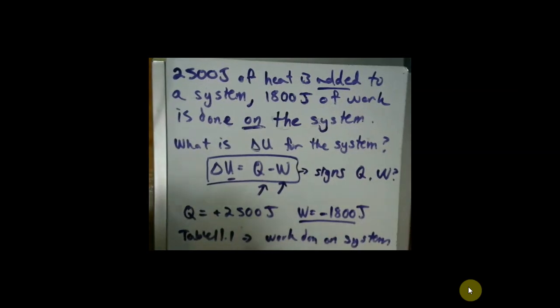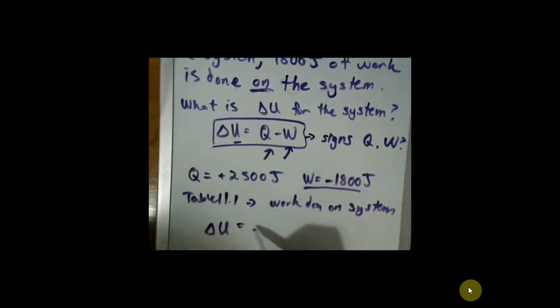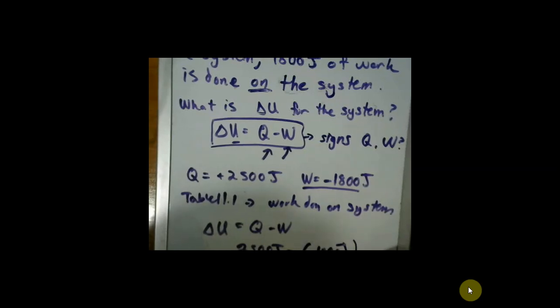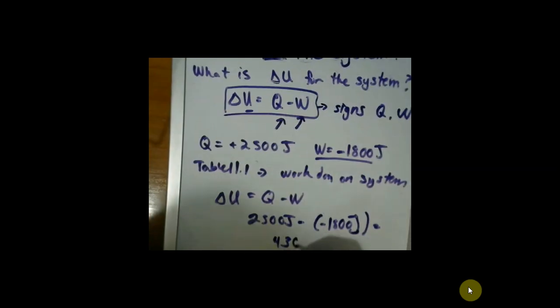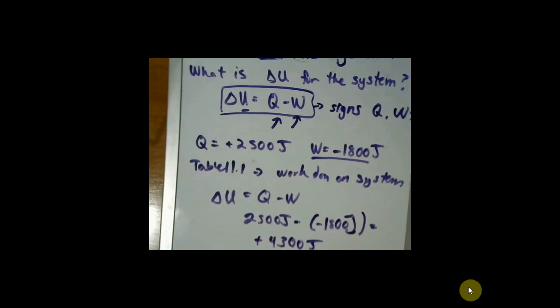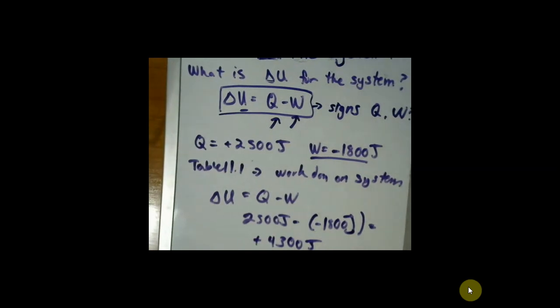So delta U equals Q minus W: 2,500 joules minus a negative 1,800 joules equals our value of 4,300 joules. And again, that's going to be positive. Work added or work done on the system, heat added to a system, we would imagine and agree that is going to be a positive value.